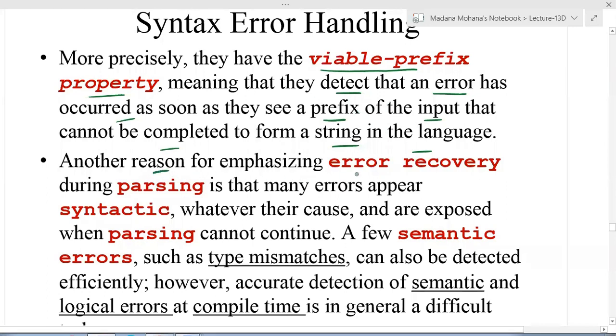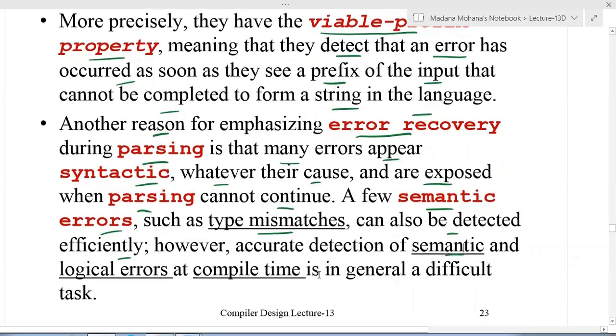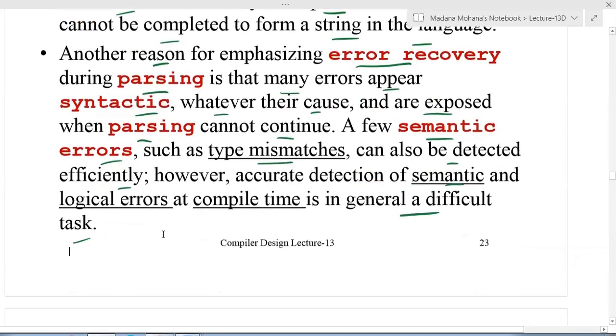Another reason for emphasizing error recovery during parsing is that many errors appear syntactic, whatever their cause, and are exposed when parsing cannot continue. A few semantic errors, such as type mismatches, can also be detected efficiently. However, accurate detection of semantic and logical errors at compile time is in general a difficult task. So handling semantic and logical errors during compilation is a very difficult task.